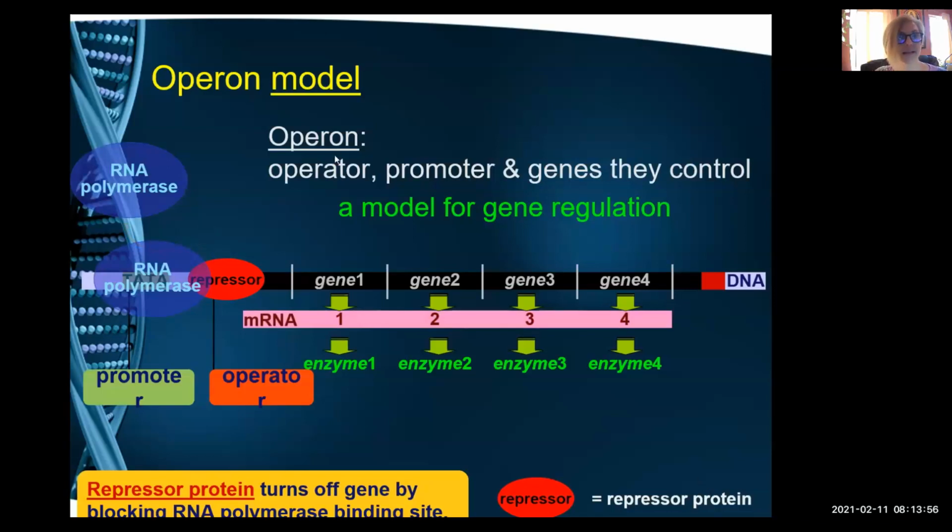So all operons have an operator, a promoter, and their structural genes. So this is your mRNA, these are your genes. Here's your repressor protein bound to the operator. Polymerase upstream.